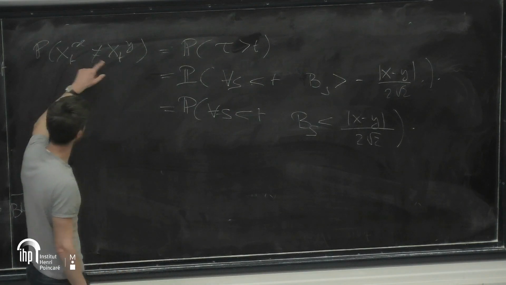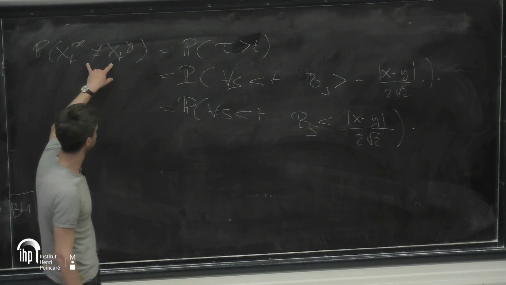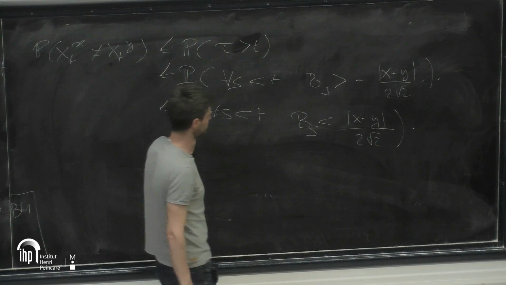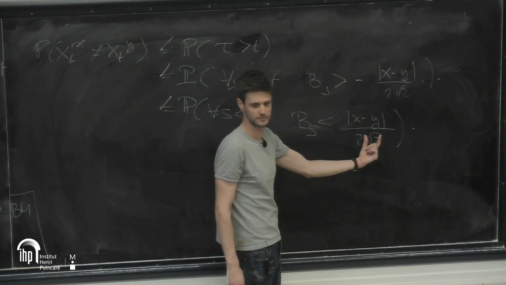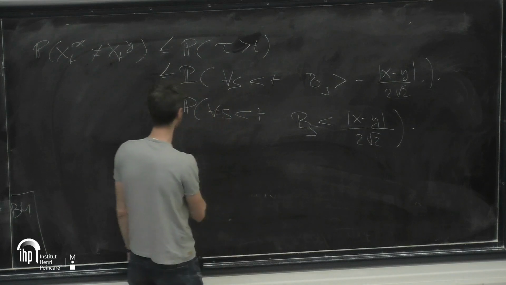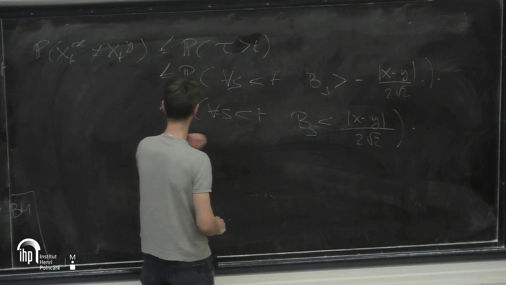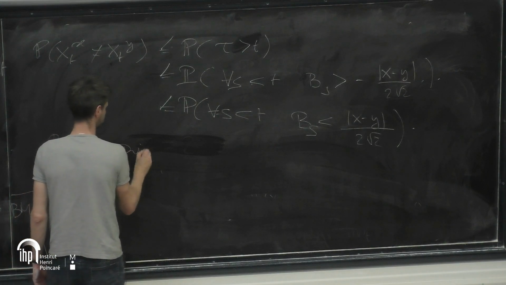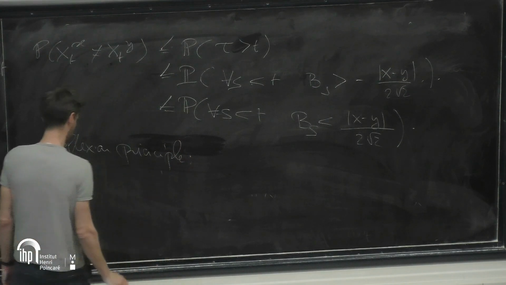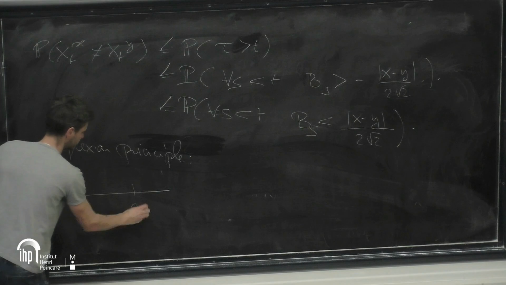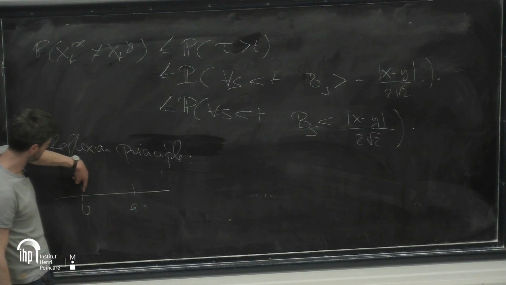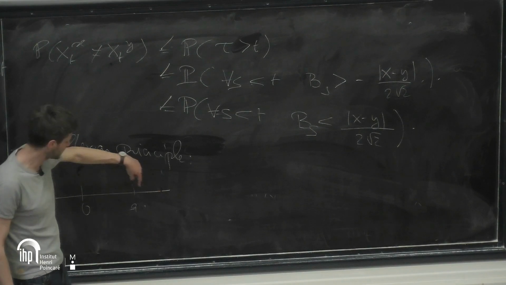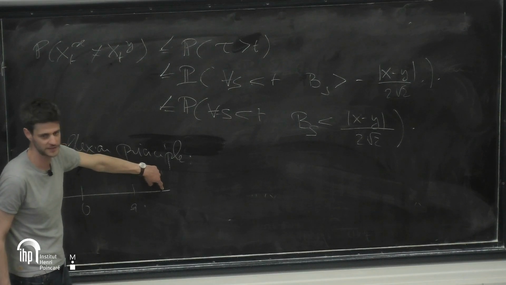So the probability that my two processes have not met is smaller than the probability that a 1D Brownian motion doesn't exceed a given value. But this we know what it is by something called the reflection principle. If you start a Brownian motion from 0 and you fix some value a, the probability that it has exceeded a for some time less than t is twice the probability that it's larger than a at time t.